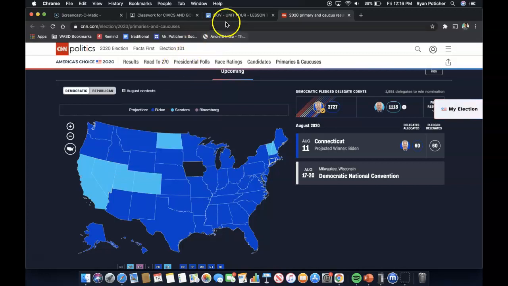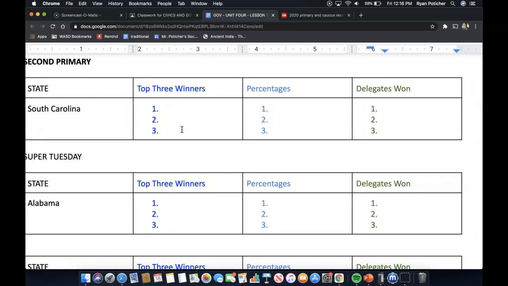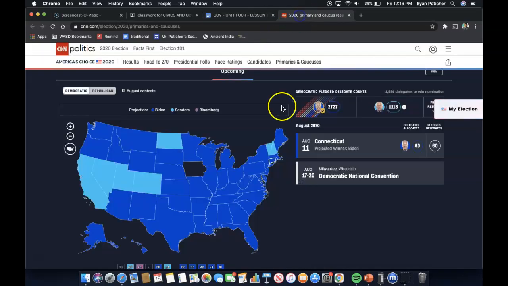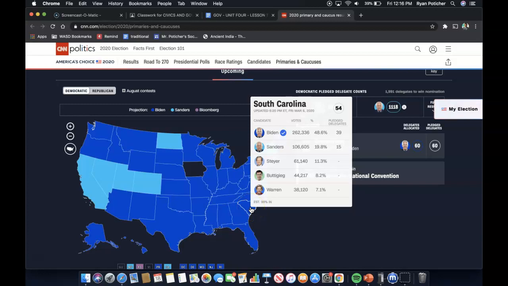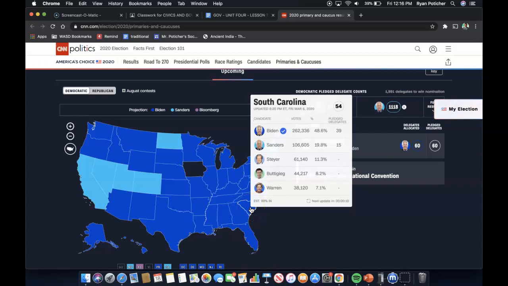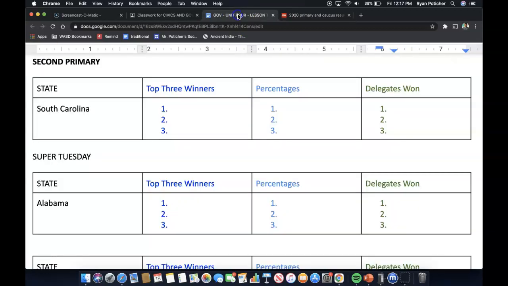Okay, there you go. Let's move on to the next chart. The second primary is South Carolina, located right down here. Joe Biden, in a surprising upset, won South Carolina pretty handily in first place, followed by Bernie Sanders in second, followed by Tom Steyer in third. In terms of percentages, Biden won 48.6%, Sanders won 19.8%, and Tom Steyer won 11.3%. In terms of pledged delegates, Biden won 39, Sanders won 15, Steyer won 0.